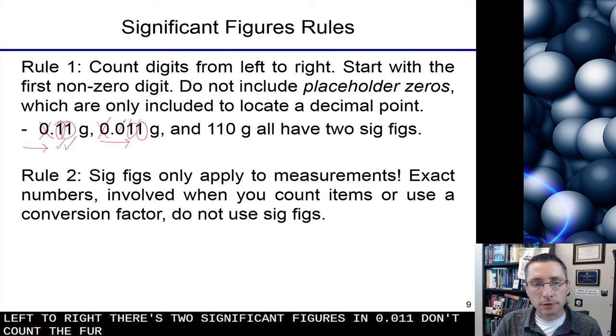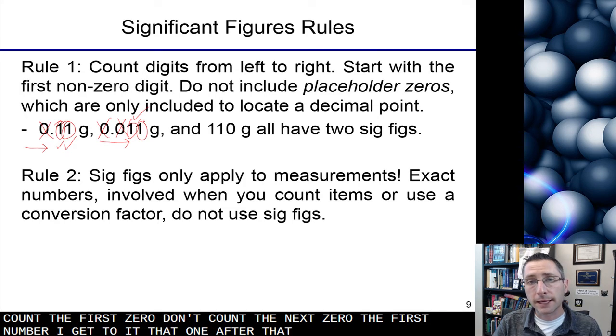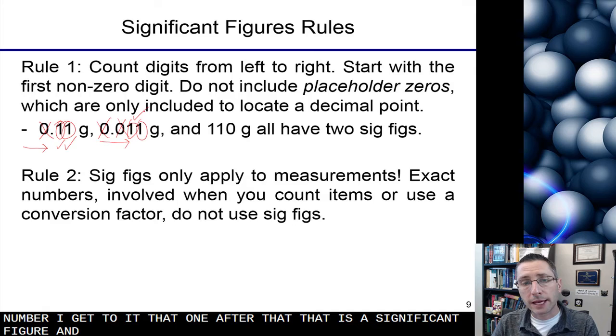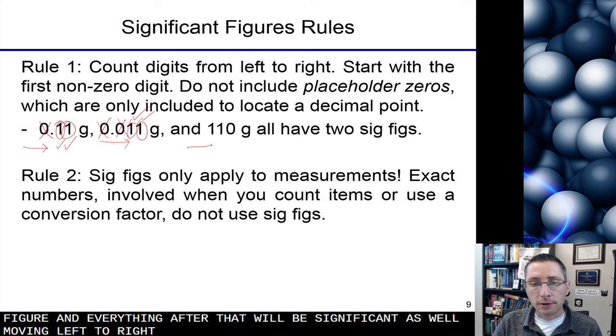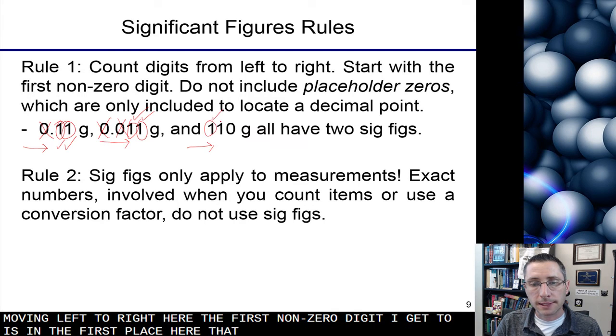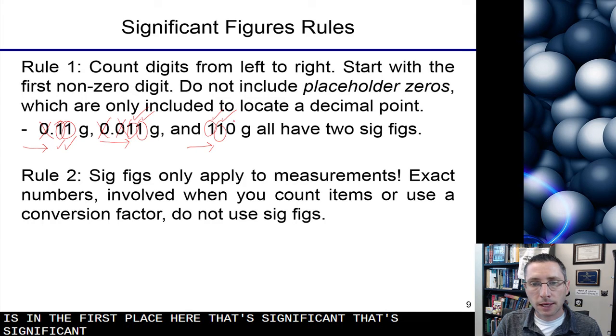Don't count the first 0, don't count the next 0. The first number I get to is a 1. After that, that is a significant figure, and everything after that will be significant as well. Moving left to right here, the first non-zero digit I get to is in the first place here. That's significant. That's significant. Okay, but this last 0 is not significant.